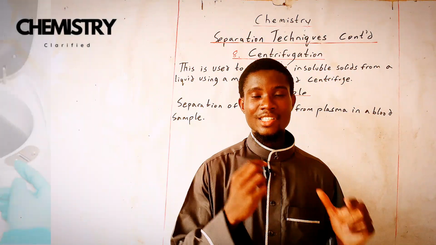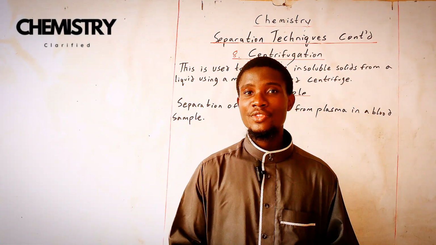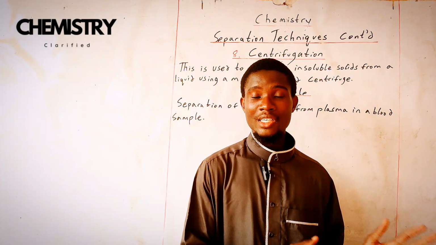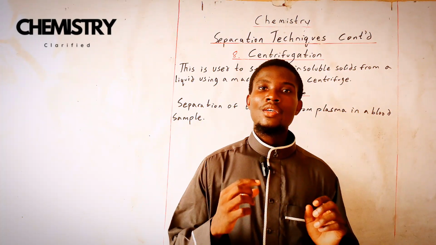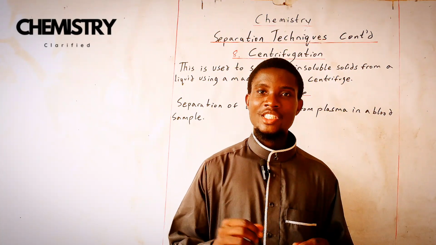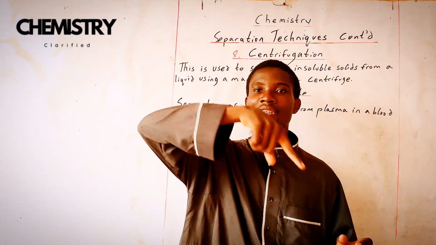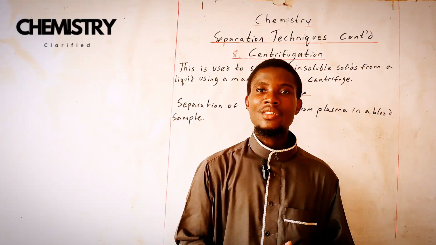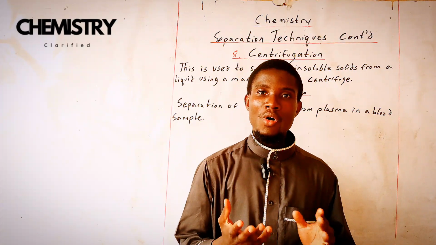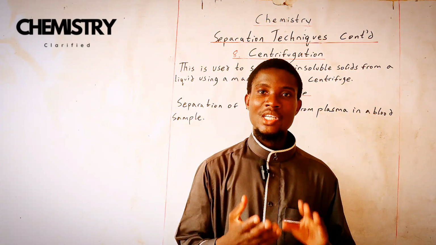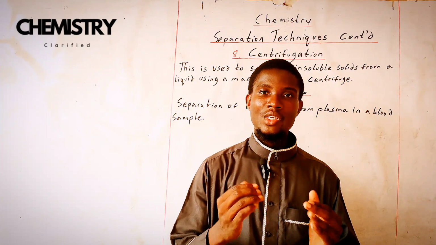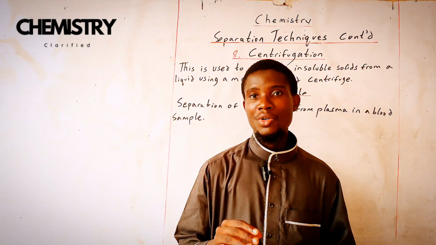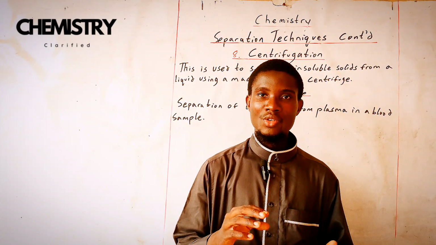Now, the test tubes are always mostly plastic test tubes. When you put it in, you are going to switch on the machine, and the machine is going to spin those test tubes at a very, very high speed. This spinning will cause the particles of that particular blood sample to separate. The blood cells are going to come to the bottom, and the plasma, which is the liquid part of the blood, is going to be at the top.